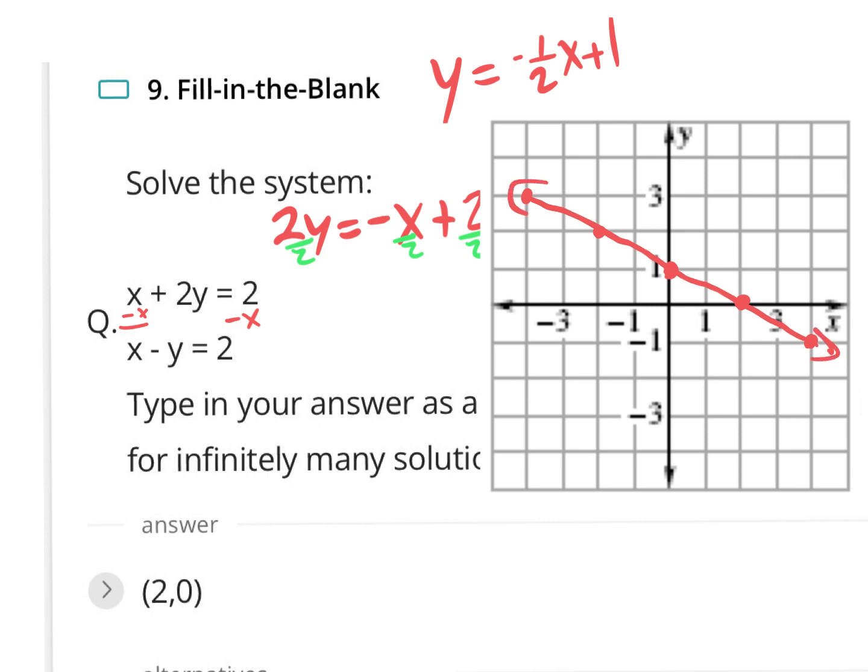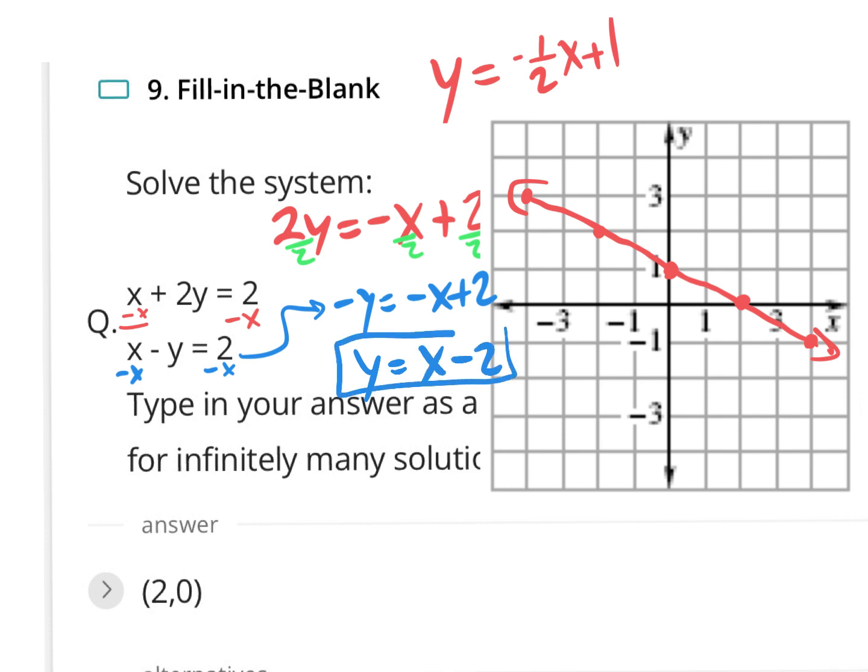Now let's go for the bottom equation in blue. I want to subtract x. I will have the negative y equals negative x plus 2. And from there, all I need to do is get rid of that negative in front of the y. Multiply everything by negative 1 or divide everything by negative 1. Either way, you're going to change all the signs, and that'll become a positive y equaling a positive x minus 2, and this is the one that we want to graph.